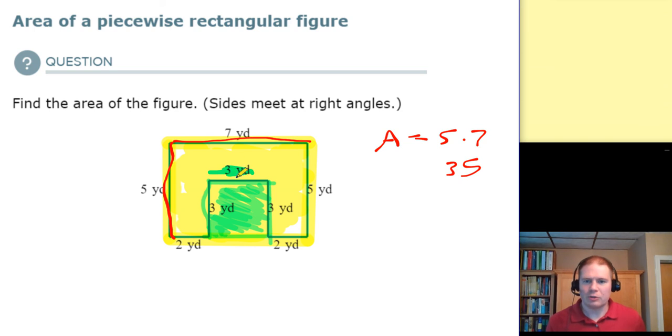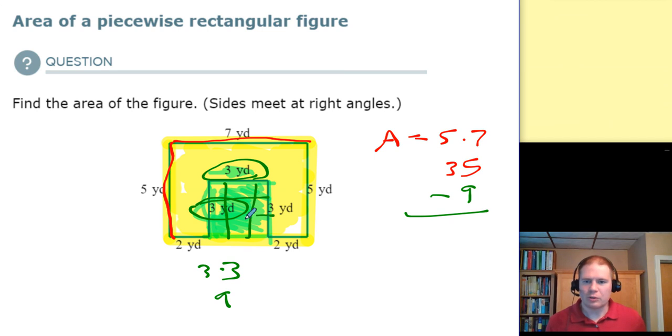3 yards along this side, and then 3 yards along that side. 3 yards here, 3 yards here. So that's 3 times 3, which gives me 9. So the whole thing is 35, and then I need to take away the 9 square yards that are in there, right? 1, 2, 3, 4, 5, 6, 7, 8, 9. Those 9 were not part of my shape.